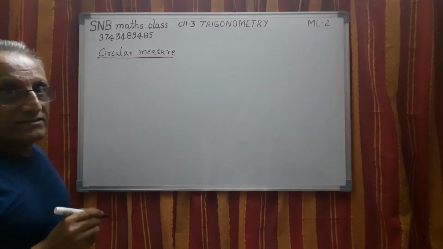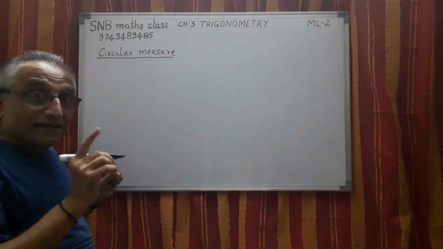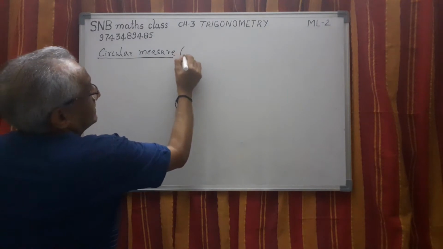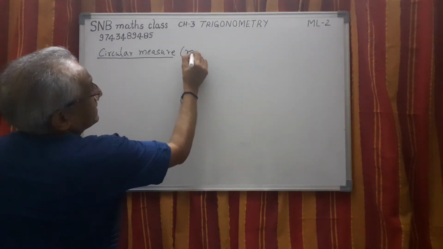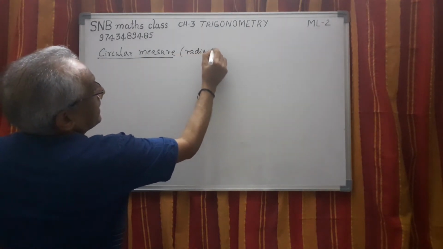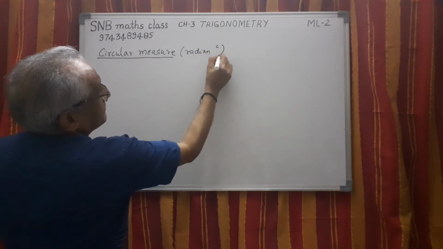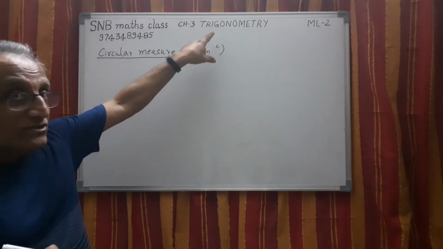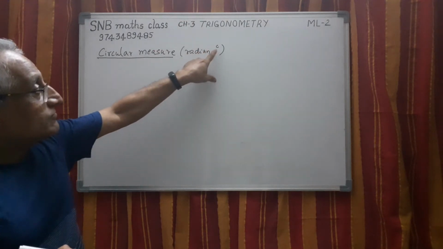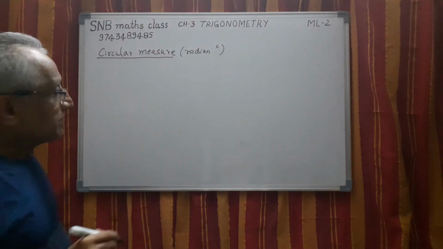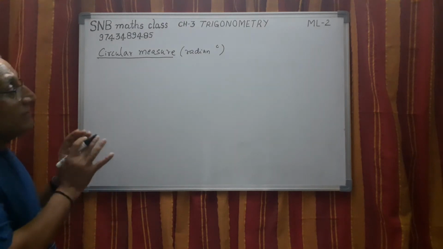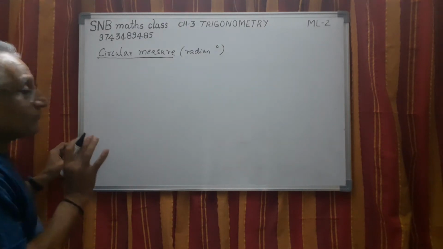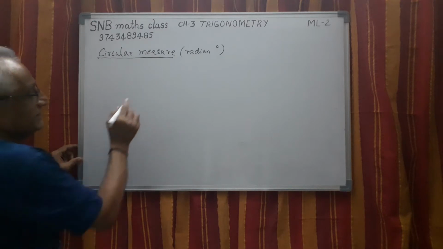So in circular measure, an angle is measured by a unit called radian. Radian, and the symbol we use is C. In case of degree measure, we are using a 0 on the top right. Here we use C. C means circular. So before defining what is radian, let me just show you what is the concept of radian measure.